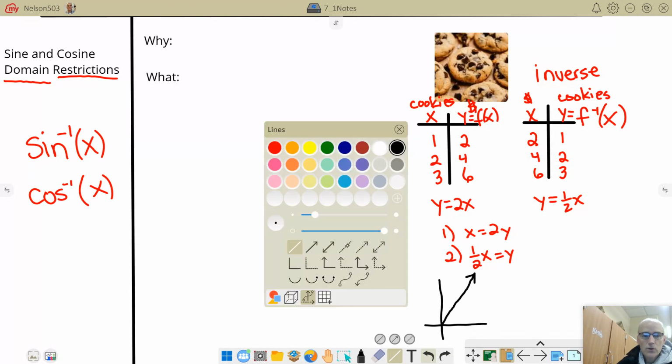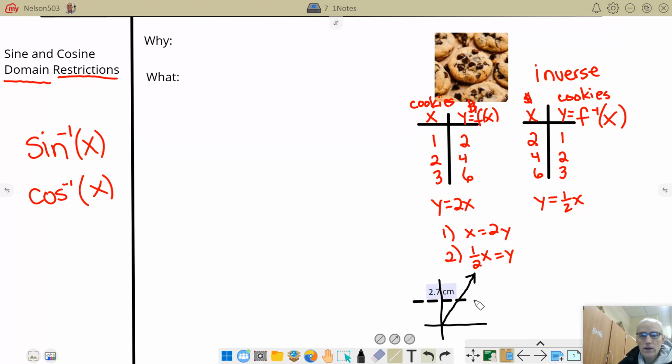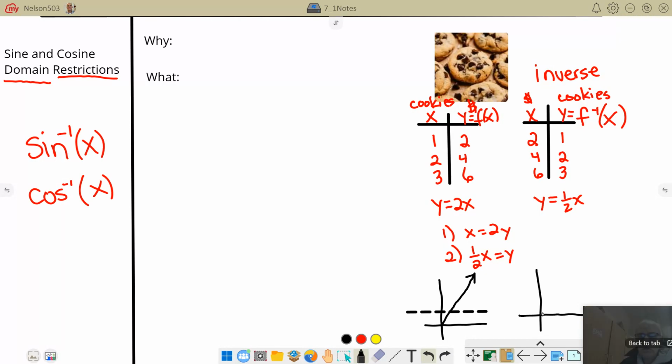If I drew a horizontal line on here, it's only going to cross in one spot. This is called the horizontal line test. That means that it's a one-to-one function, which means that the inverse is also a function. The inverse might look like this, y equals 1/2 x. That's wonderful because if you know how much money you have, there's only one option for how many cookies you sold. If there was more than one option, there might be some fraud.